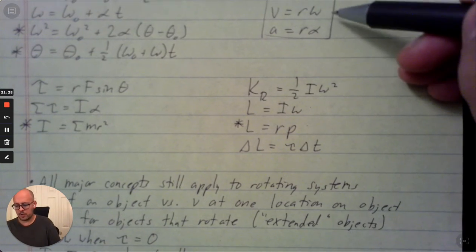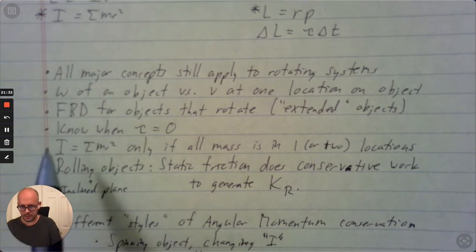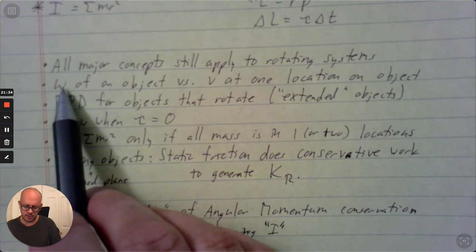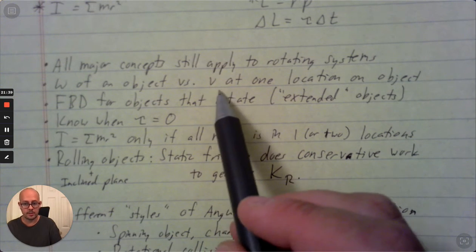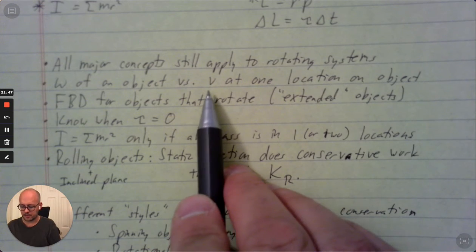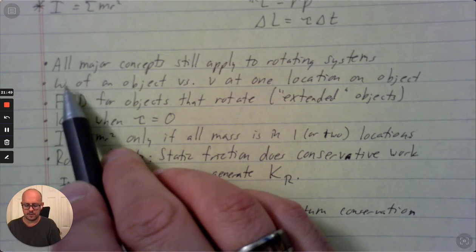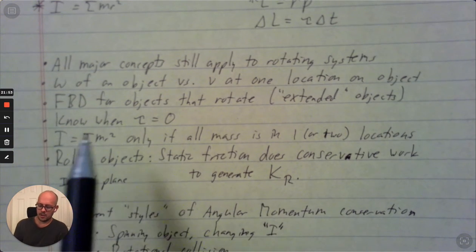The biggest way that these equations pop up is the second bullet point: understanding the relationship between the angular velocity of an object versus the velocity of a point on that object somewhere. So if you have two people riding a merry-go-round, if they're different distances from the axis of rotation, they would still have the same angular velocity, but they would have different linear velocities.